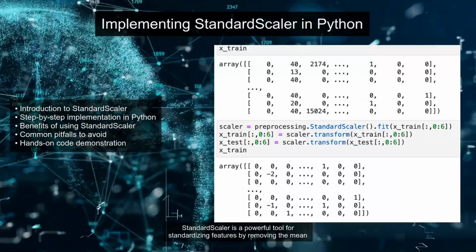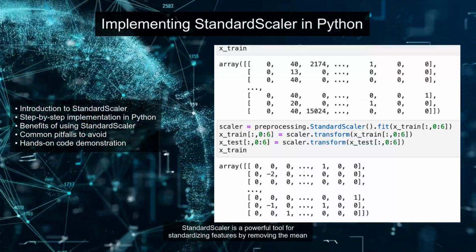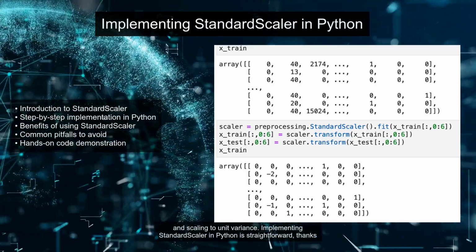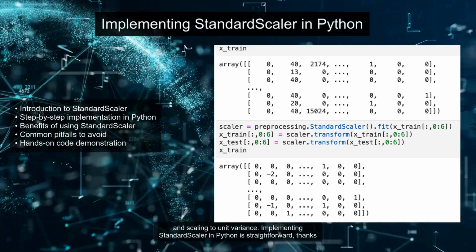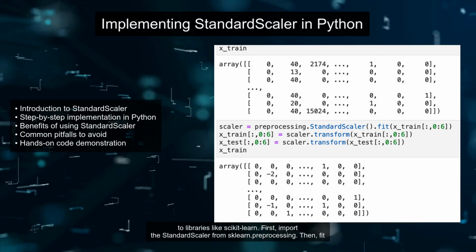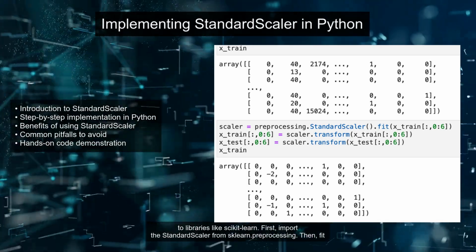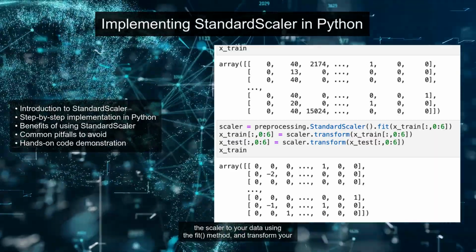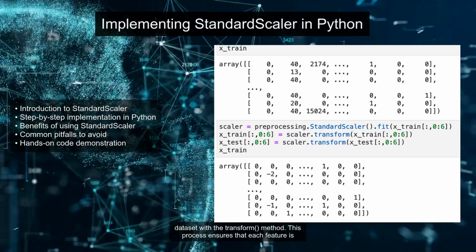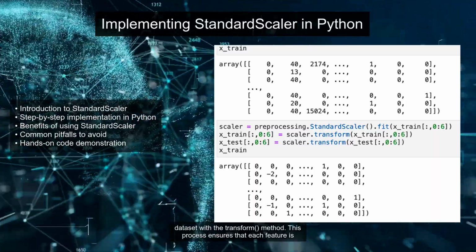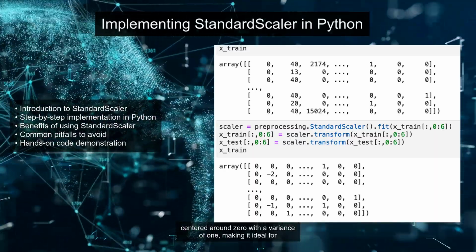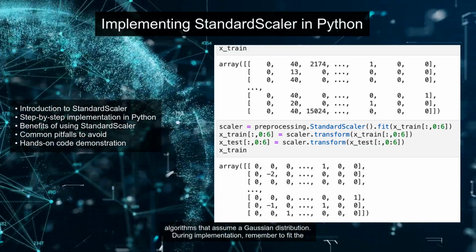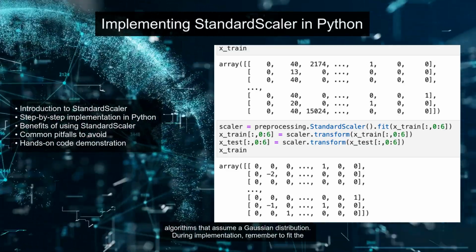Despite its sensitivity, min-max scaling can be effectively used in scenarios where the feature range is known and consistent across different datasets. StandardScaler is a powerful tool for standardizing features by removing the mean and scaling to unit variance. Implementing StandardScaler in Python is straightforward, thanks to libraries like scikit-learn. First, import the StandardScaler from sklearn.preprocessing. Then, fit the scaler to your data using the fit method, and transform your dataset with the transform method. This process ensures that each feature is centered around 0 with a variance of 1, making it ideal for algorithms that assume a Gaussian distribution.